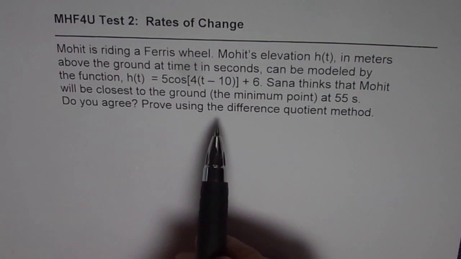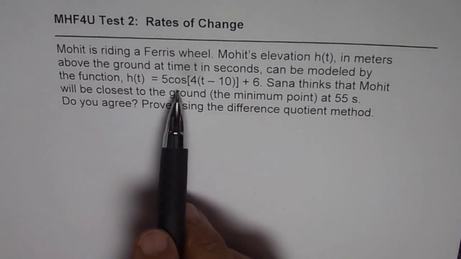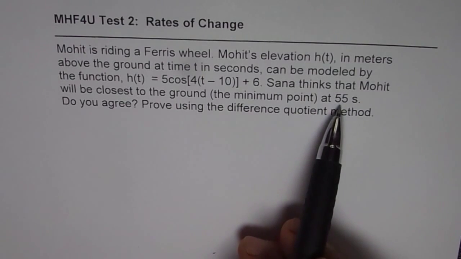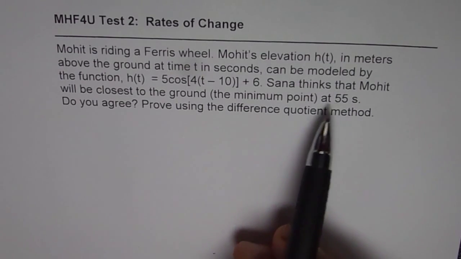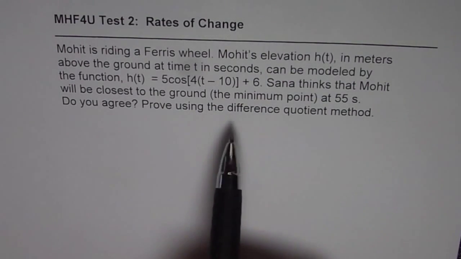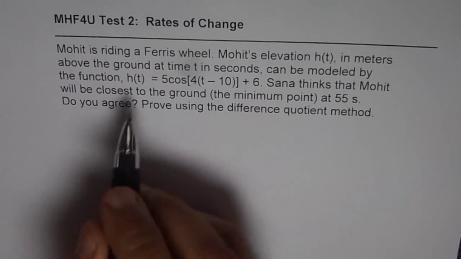So to use the difference quotient method, let's find the value of height at the given point, 55, and very close to 55, preceding and following. And then we'll see whether it is a minimum point or not. Remember, if it is a minimum point, the rate of change should be 0 at 55. Okay, so let's find out.